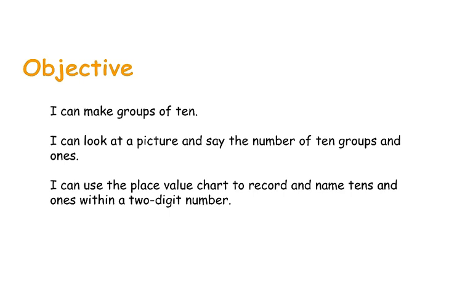So our objectives today. We're going to be talking about something called place value, and we've touched upon this a little bit before. So for place value, we have some goals here. Our first objective is that you will be able to say, I can make groups of 10. Our second objective is I can look at a picture and say the number of 10 groups and the ones. And our last one is I can use the place value chart to record and name tens and ones within a 2-digit number.